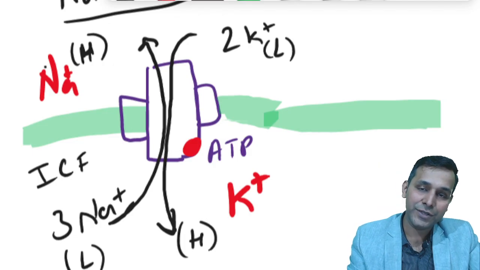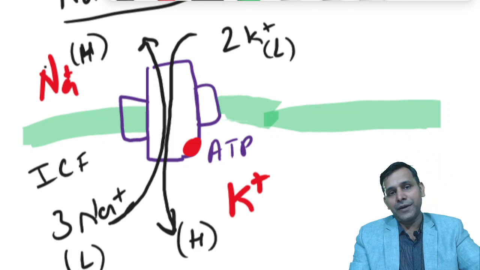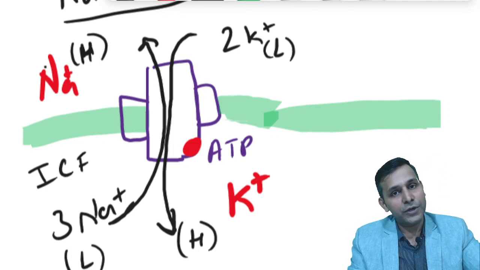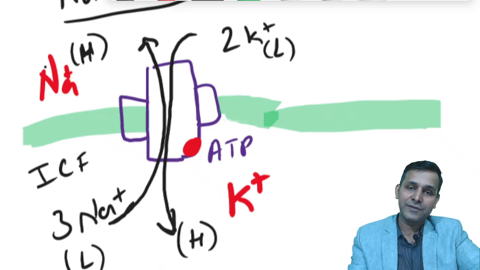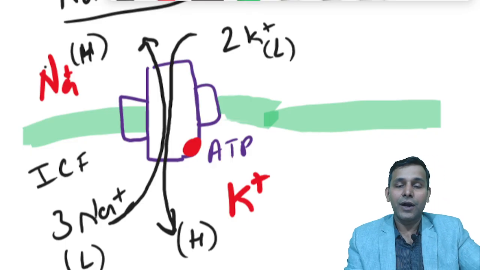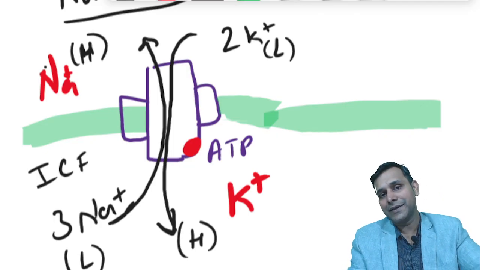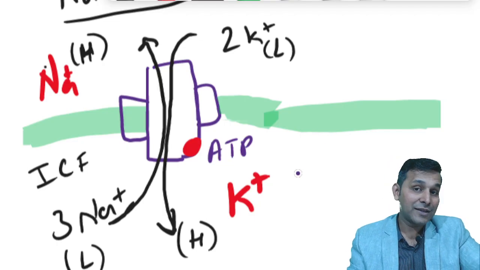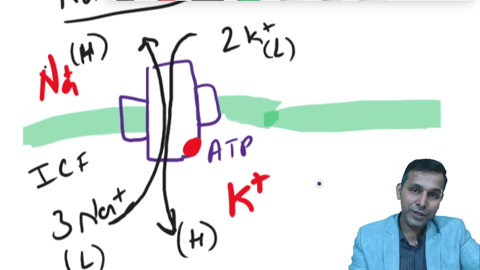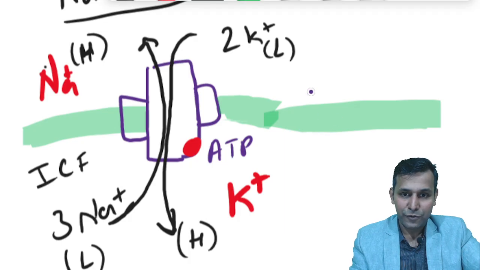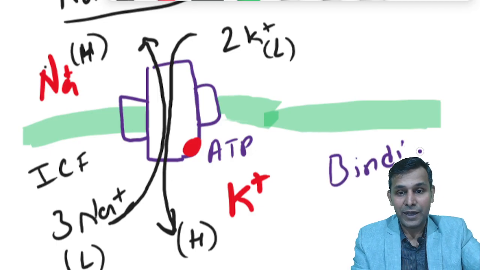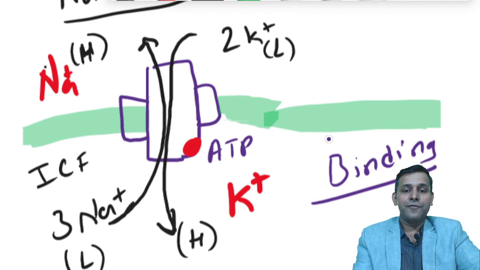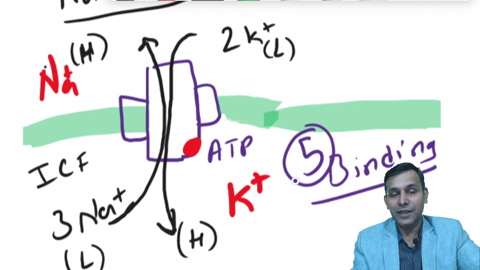Now there is one very interesting question here. This pump transports 3 sodium out and 2 potassium in, using 1 ATP as a source of energy. A question which is always asked is: how many binding sites does the sodium potassium pump have? Whenever you have such a question, the answers are quite tricky. Remember, the sodium potassium pump has 5 binding sites.